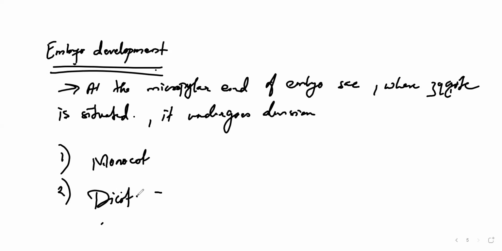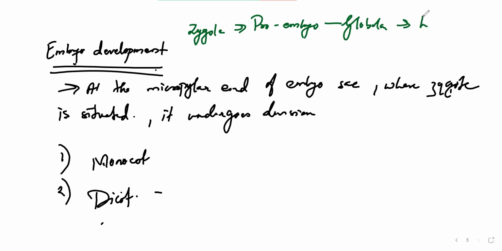Mostly, whenever the embryo is being developed, it undergoes certain stages, so I'll just write those stages over here. The first one: whatever zygote is there, it is going to form a pro-embryo structure. From there, there will be a globular form, heart, and then finally you have a mature embryo. These are the stages of how the embryo actually develops. So you have two types over here, as I told you, monocotyledonous and dicotyledonous embryo.